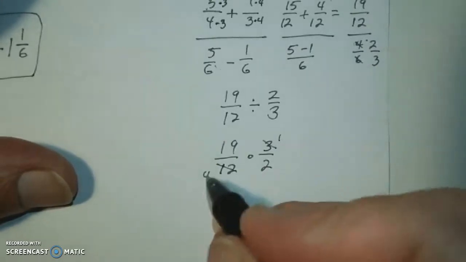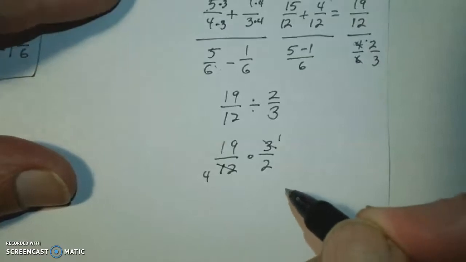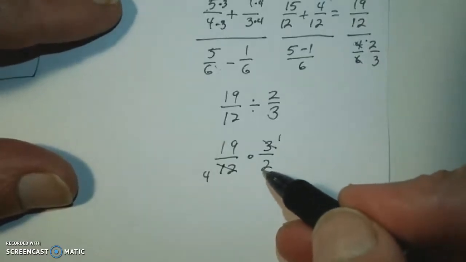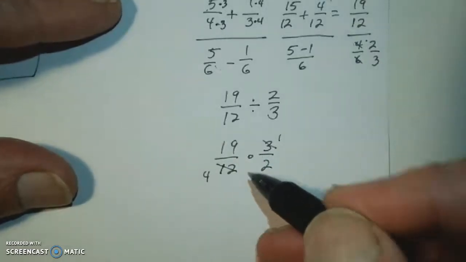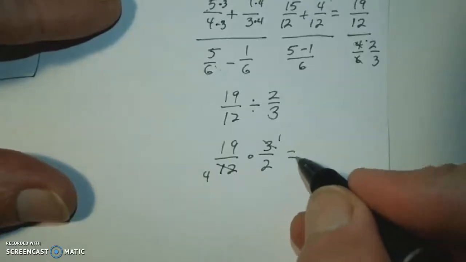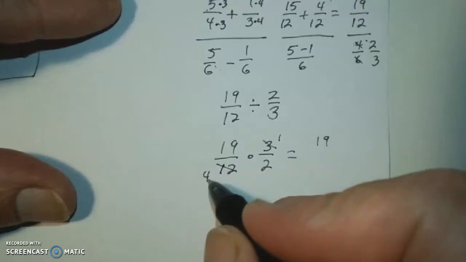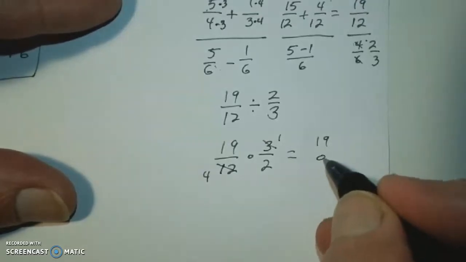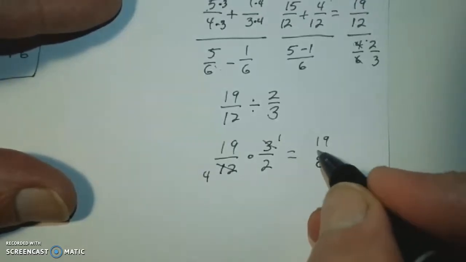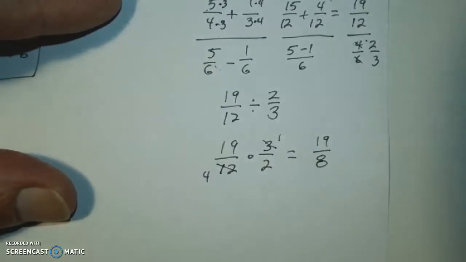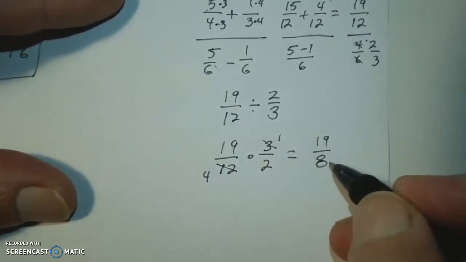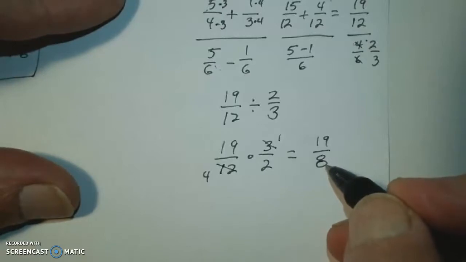That's all the reducing you can do. You can't reduce the 4 with the 2 because they're both in the denominator. It's got to be one number in the numerator, one number in the denominator. That's all you can do. Multiply numerators times numerators, you get 19. Denominators times denominators, you get 8. 19/8 is the answer.